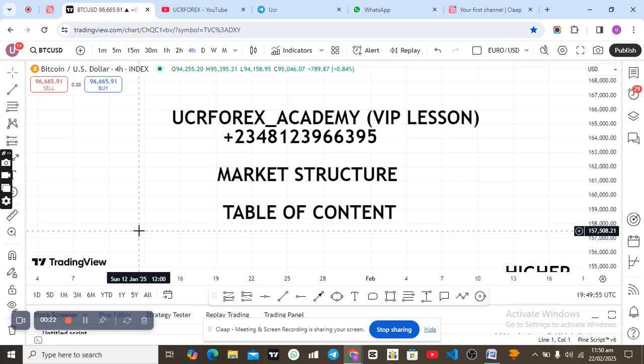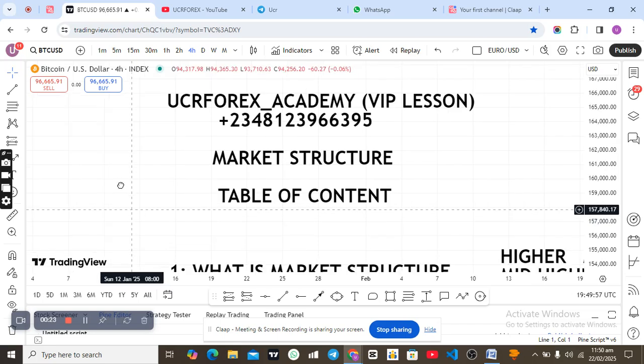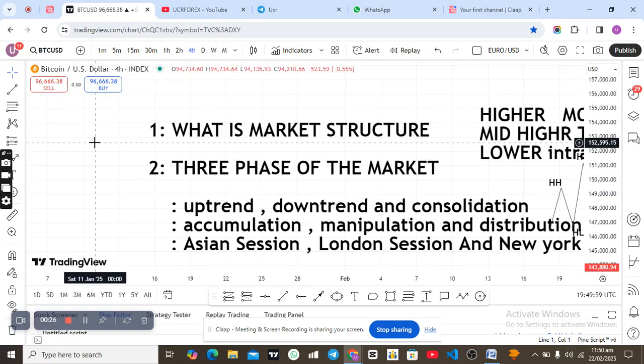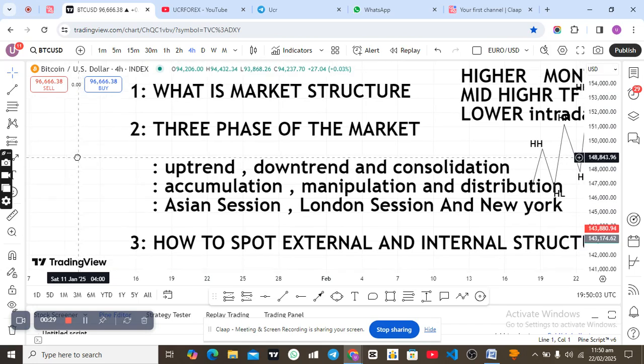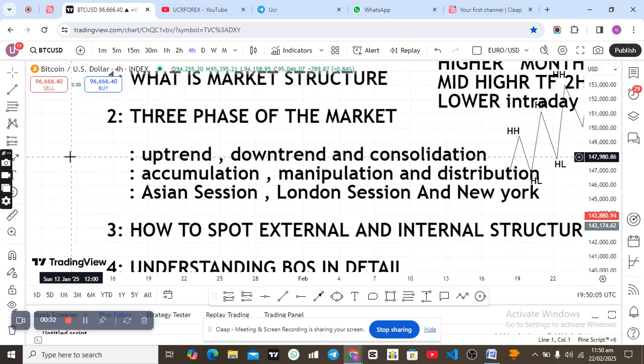We started from the first part of the market structure where we explained what is market structure, the three phases of the forex market. We explained the uptrend, the downtrend, the consolidation. I was also able to explain the accumulation, manipulation, distribution. What about the Asian session, the London session, and the New York session? These are the things I covered in that very first part of the video.